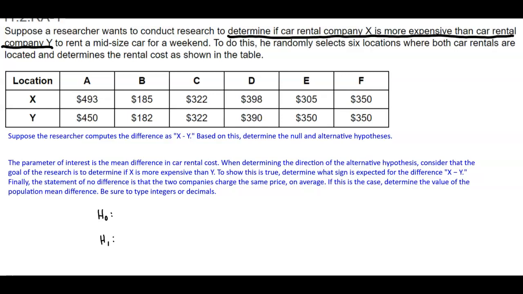Okay, so in this scenario, we want to be able to find the mean difference. So when we're talking about the mean difference, we're looking at the population mean difference. So we have mu subscript D.